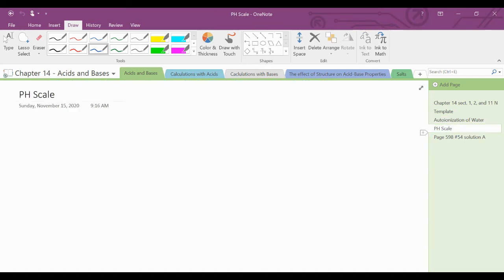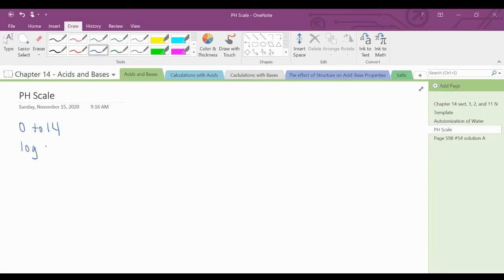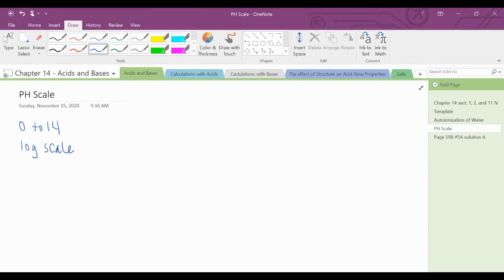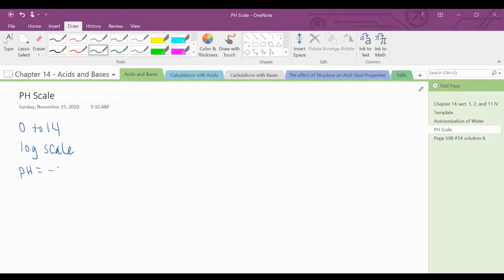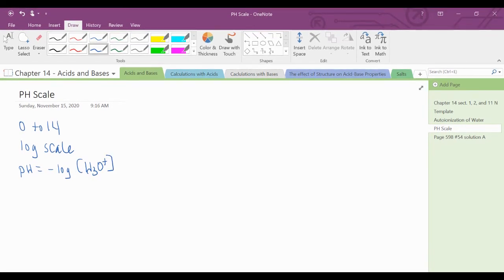Another is to use the pH scale. All right, so let's talk a little bit about the pH scale. pH is just a numerical value. It goes from 0 to 14. It's a log scale, and we should know that log means it's based on powers of 10. And to find the pH, we take the negative log of your hydronium ion concentration or hydrogen ion. We should know those are interchangeable.